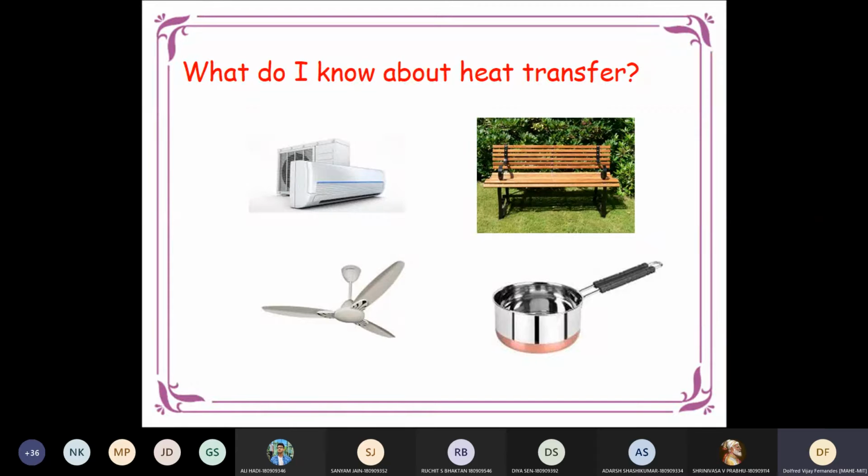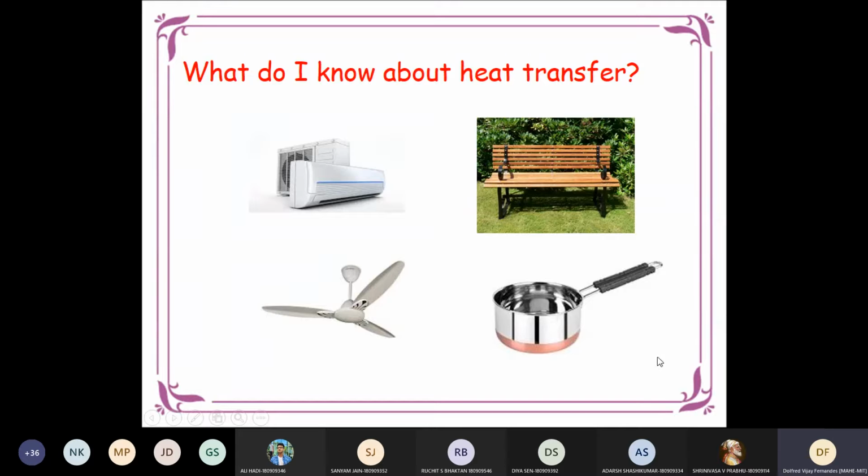Why? Because the thermal conductivity of the metal is higher than the wood. So when you sit on wood, less heat flows. That depends on the season again. If it is winter, then definitely you will prefer wood. The amount of heat that flows from your body will be reduced because of the low thermal conductivity of the wood.